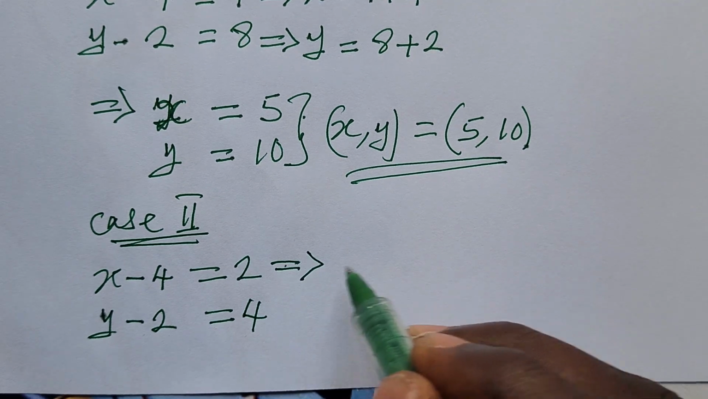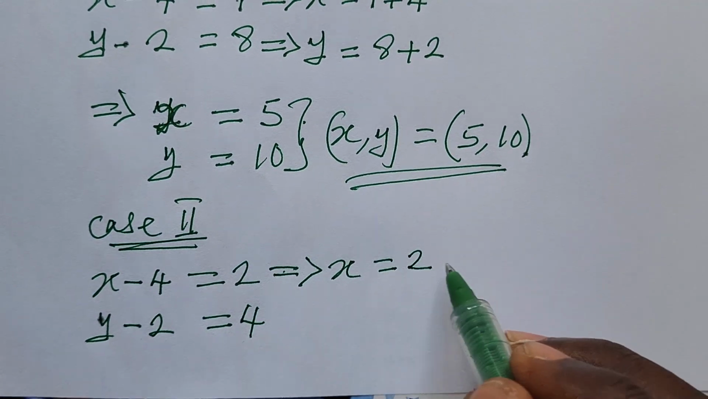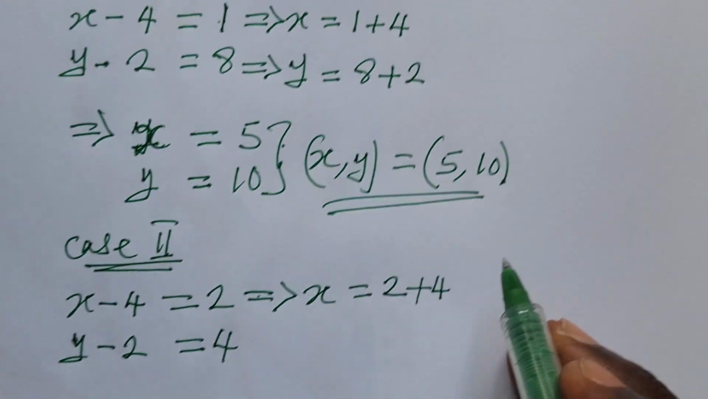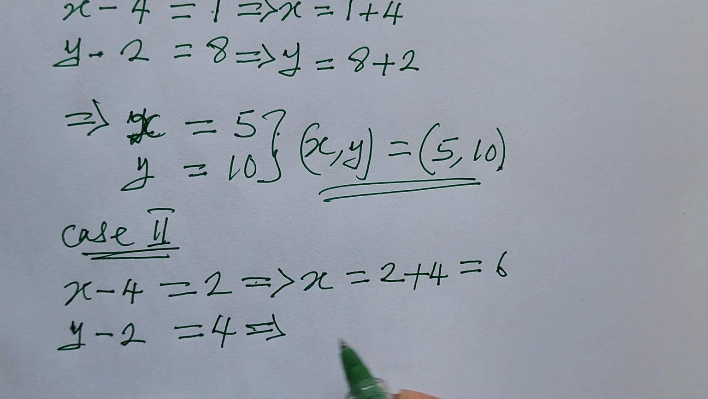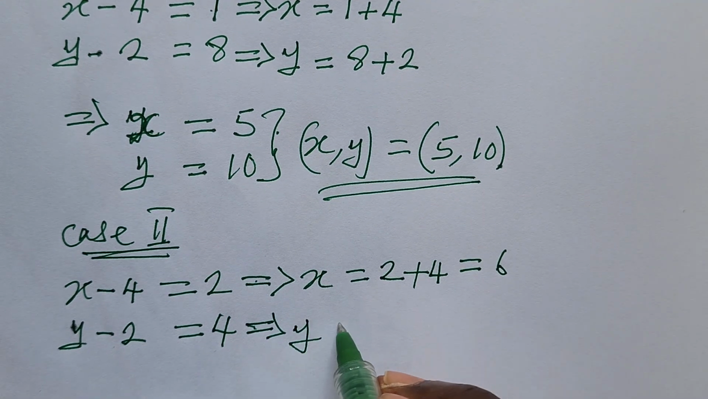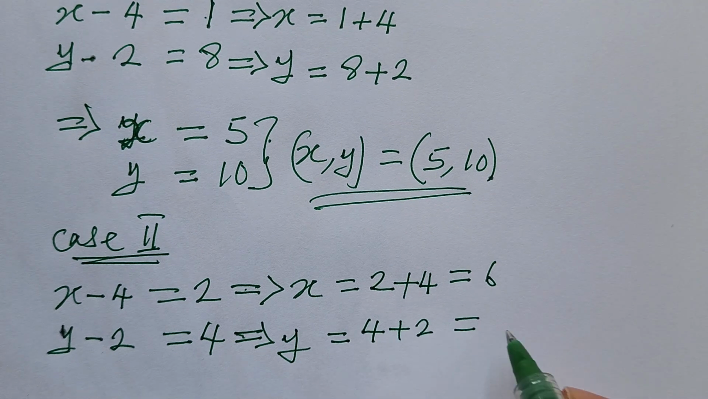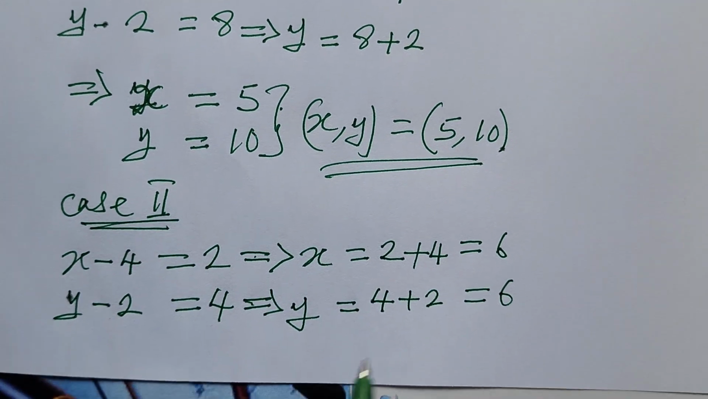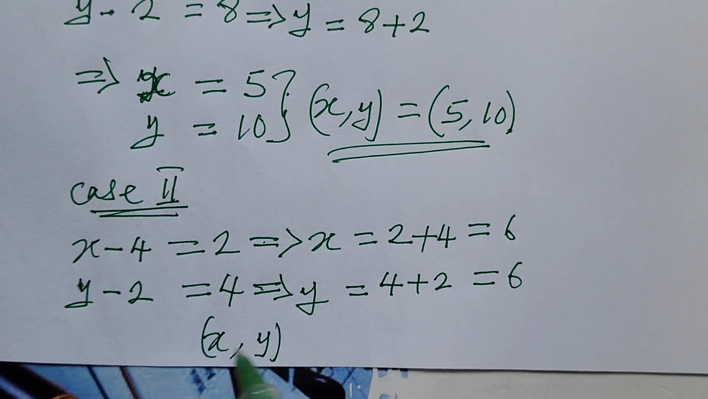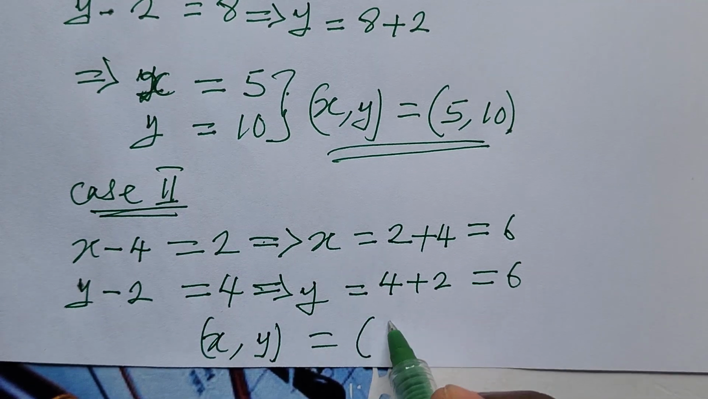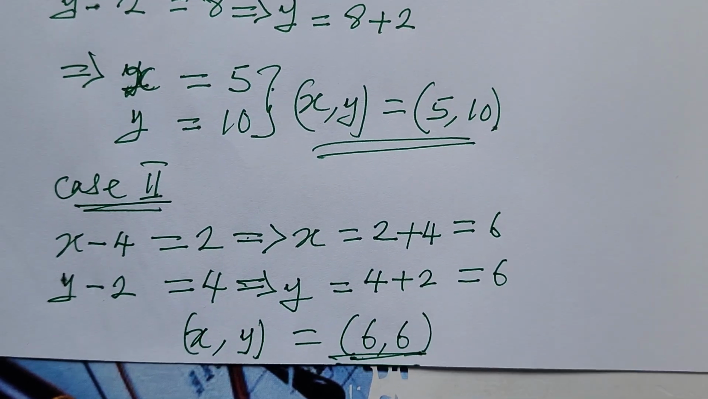Again, this now implies x is equal to, we send this to this side to give us 2 plus 4. And 2 plus 4 will give us 6. Then on this other side, we're going to have y equal to 4 plus 2, and this will give us also 6. So the pair of answer from here, we're going to have x, comma y equal to bracket open 6, comma 6. This is our second case scenario.